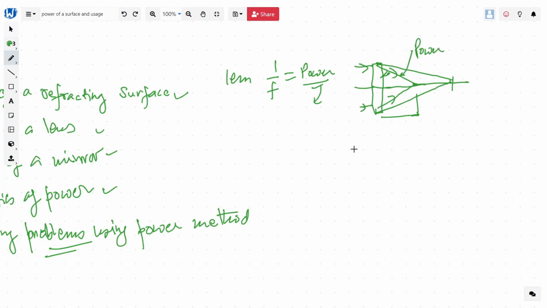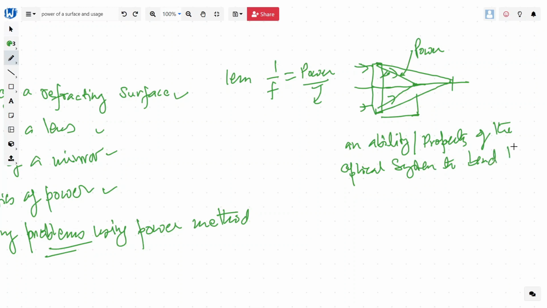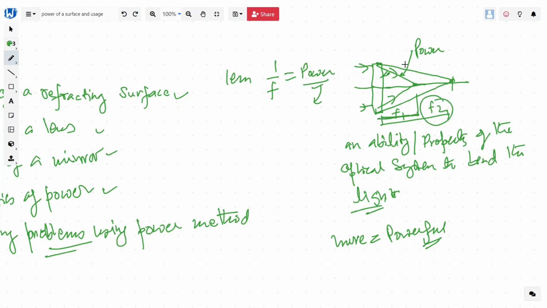Okay. So it's an ability or property of the optical system to bend the light. Okay. So the more bending, more powerful. As you can see, this is the focal length f1, this is the focal length f2. Here the f2 is bigger but the power is less. Here the focal length is less and hence the power is more because it is inversely proportional.